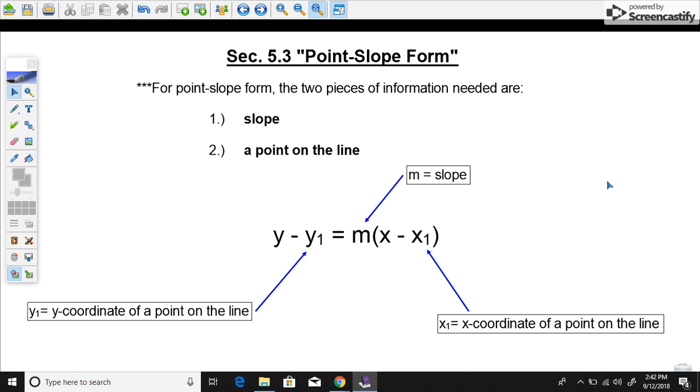So for point-slope form, there are two pieces of information that we have to have in order to write it in point-slope. Those two pieces are the slope and a point on the line. Right here we have the general form of point-slope form, y minus y1 equals m times the quantity x minus x1. M stands for slope, just like it did in slope-intercept form. The x1 and the y1, those are the coordinates of the point that we have, or the ordered pair that we have. So y1 is the y coordinate of the point, x1 is the x coordinate of the point.